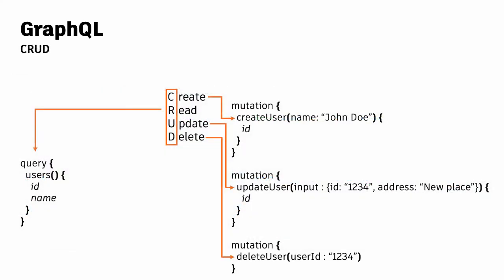Just like REST APIs, GraphQL as well provides CRUD access. In other words, the ability to create, read, update, and delete elements. In GraphQL, all read operations are queries, and everything else that modifies the data, the create, update, and delete operations, are all mutations.